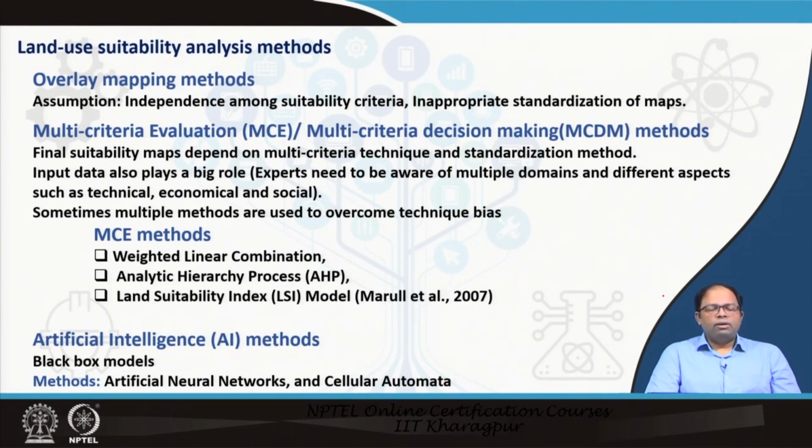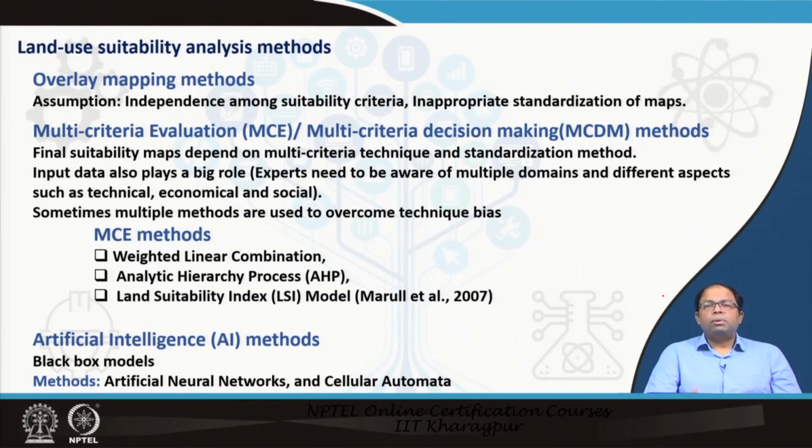In multi-criteria evaluation, or multi-criteria decision-making methods, the one that we discussed where we have factors and scores, the final suitability maps depend on the multi-criteria technique and standardization method. So there is no uniform final outcome which is going to be the same every time. It will vary as per the standardization criteria that we have used. And the input data plays a big role. For example, the weightages given vary from expert to expert, or if I go to a different urban area, we may get different results.